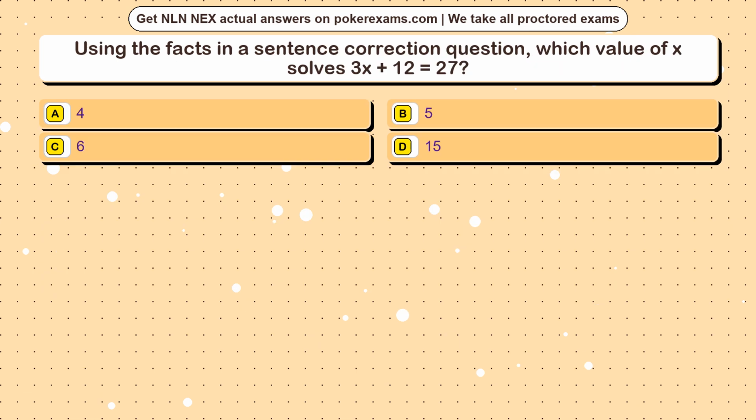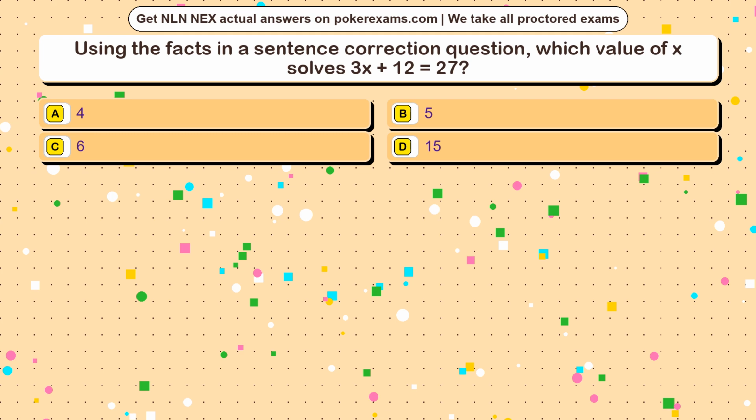Question 16. Using the facts in a sentence correction question, which value of x solves 3x + 12 = 27? Option A, 4. Option B, 5. Option C, 6. Option D, 15.